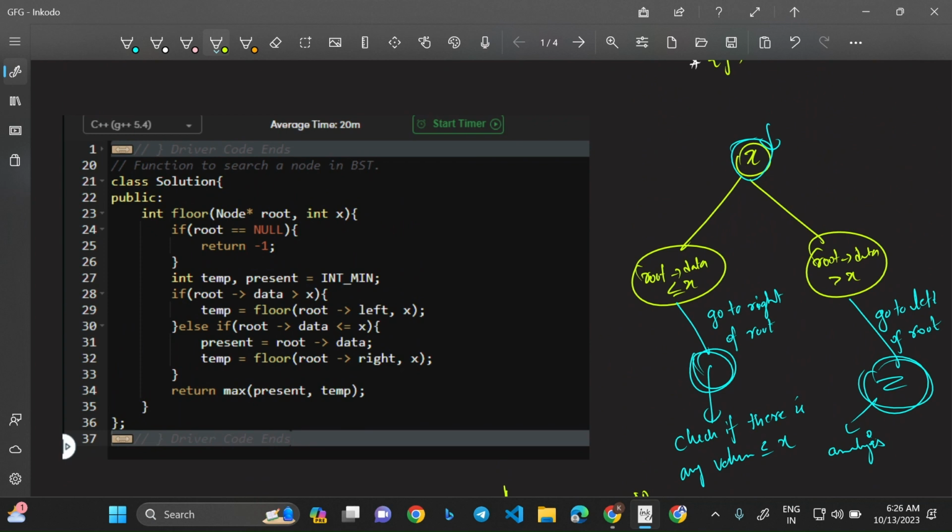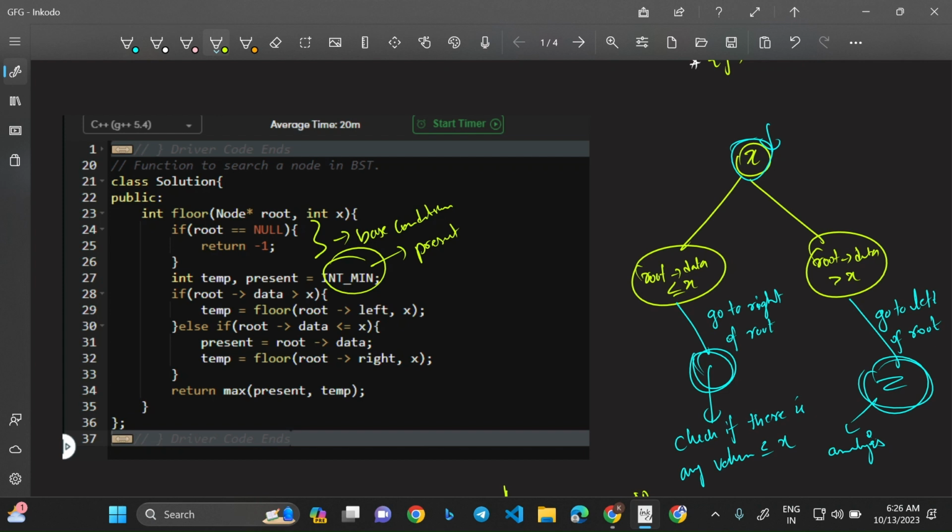So let us go through the code now. So int temp is what we'll be checking for the left and right. All right, so this is the base condition. So base condition is if root equal to null, then return -1. All right, so we have not found anything, so we'll be returning -1. Int temp present is int min. Like this is the present value, present answer that I'm assuming.